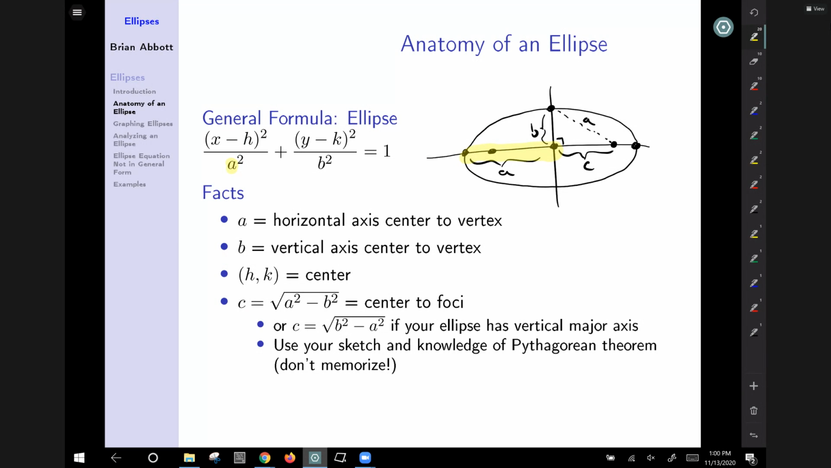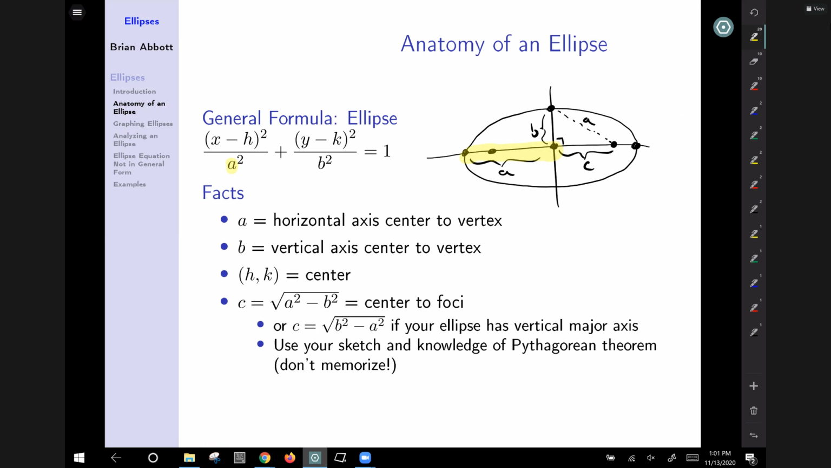The book reverses a and b depending on whether y comes first or x comes first. We'll get more into this, but I like to just stick with the same labeling. This note down here has to do with changing the labeling, with a under your y if you have a longer axis in the y direction, which is what the textbook does. But in my examples, we're always going to stick with b being the y direction and a being the distance from the center to the vertex in the x direction.